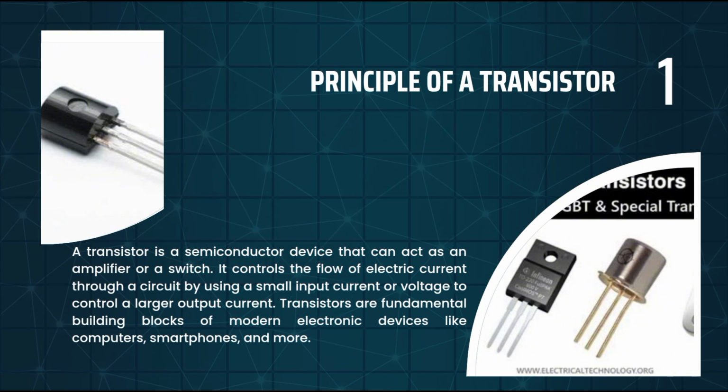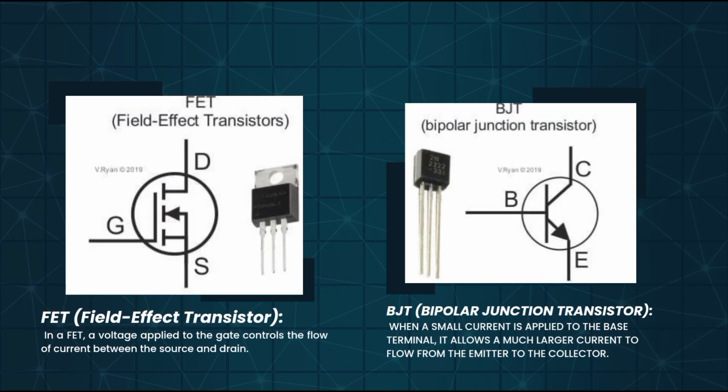There are two main types of transistors: BJT, bipolar junction transistor, and FET, field effect transistor. The principle of operation for each is different, but the overall idea is similar. A transistor has three regions: in BJTs, emitter, base, and collector; in FETs, source, gate, and drain, that control current flow.